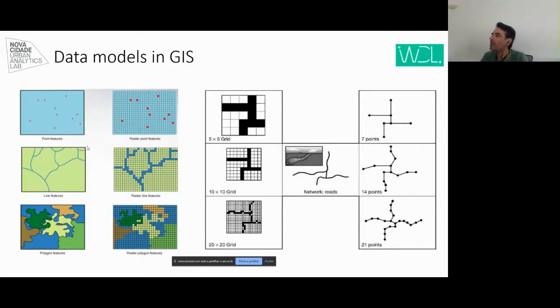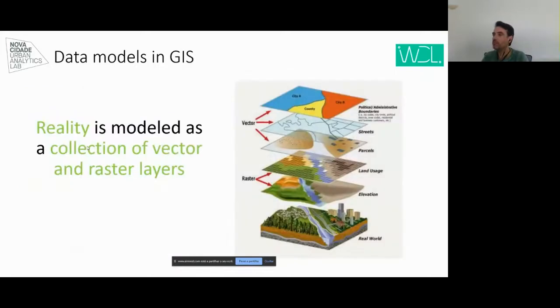As you can see, when we go from 7 points to 21 points, the roads are much more delineated than when using fewer points. Okay, and this is very important because this could change and influence the outputs of your model. So in sum, reality is modeled as a collection of vector and raster layers.